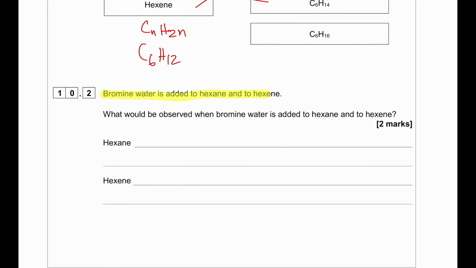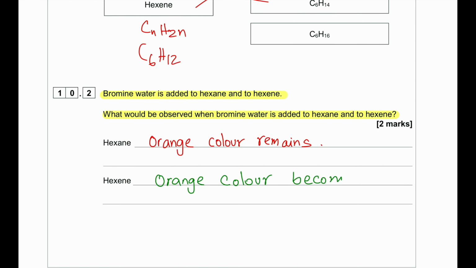Bromine water is added to hexane and to hexene. What would be observed when bromine water is added to hexane and to hexene? When bromine water is added to hexane, the color remains orange. It doesn't disappear. However, in hexene, when bromine water is added, the initial color, orange, changes to colorless.